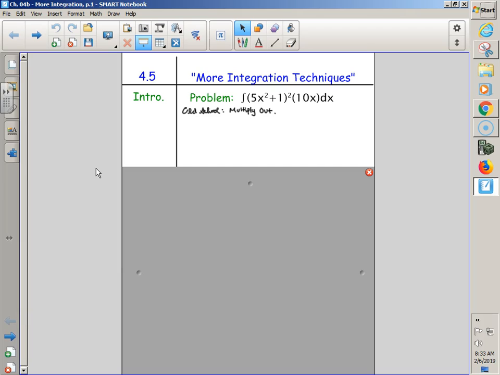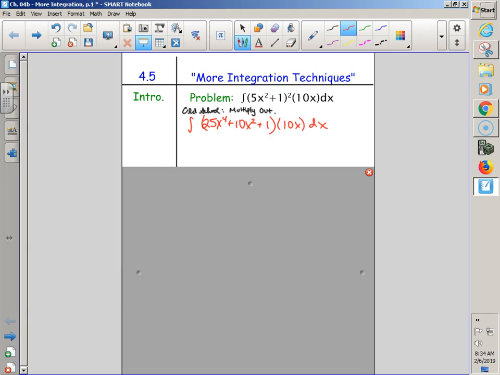FOIL. Some of you would have killed puppies. Oh, algebra. However, let's assume we can FOIL. We're in calculus, right? When you FOIL, you would get 25x to the fourth plus 10x squared plus 1. Oh, but what do we still have?